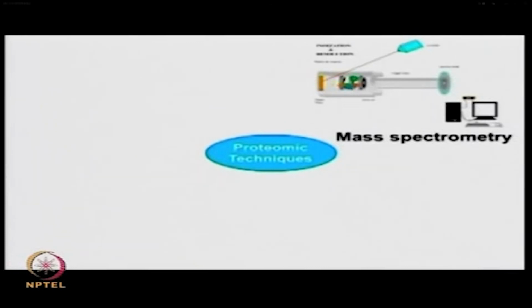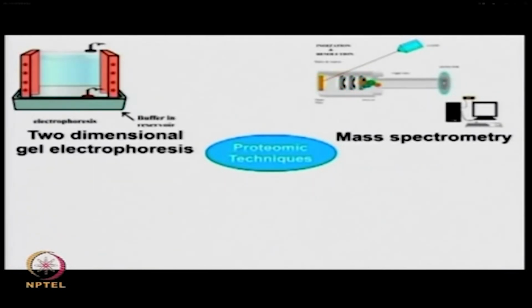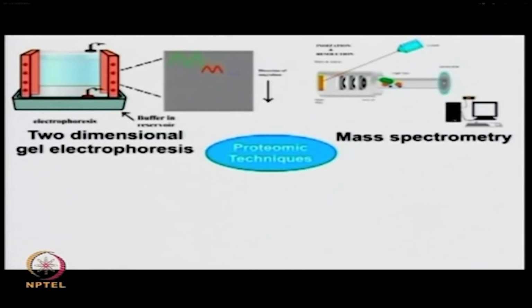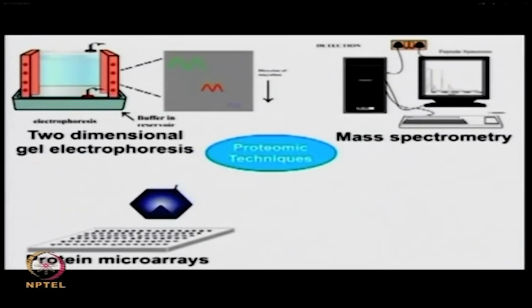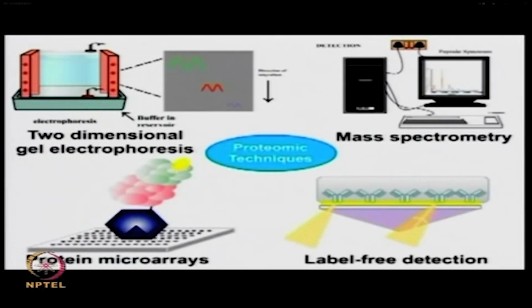There are several proteomic techniques which are employed for studying these proteins, such as two-dimensional gel electrophoresis, mass spectrometry, protein microarrays, as well as some label free detection techniques such as surface plasmon resonance (SPR).